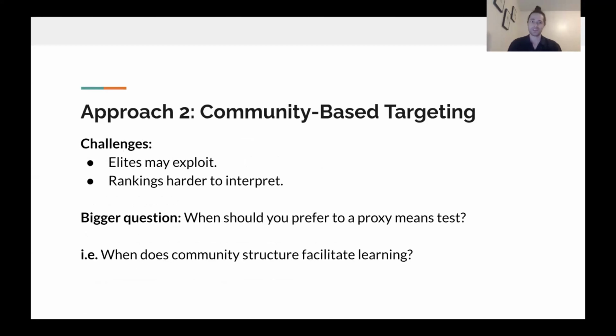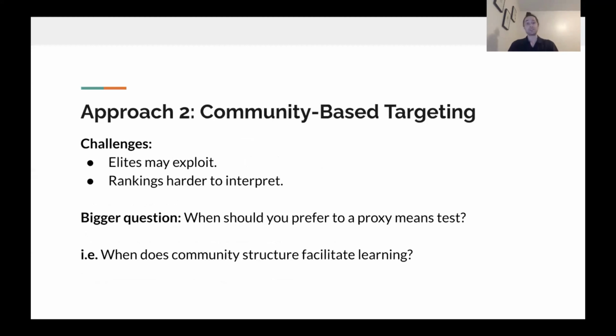Of course, this also has problems. Prominent members of the community may exploit the process to get access to benefits. These rankings might not be as accurate as you would like. And in particular, the community members' ideas of poverty may be different from your own. So those are both problems with community-based targeting.